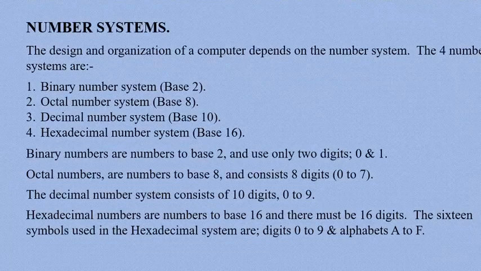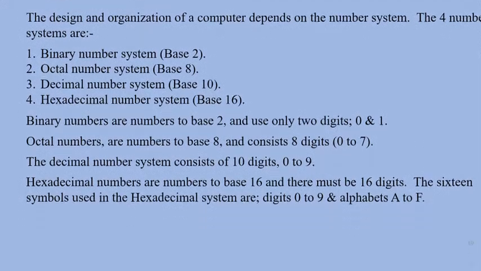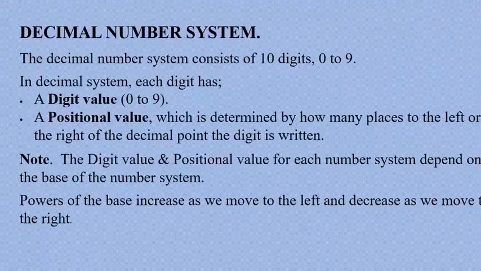Then we can go ahead now and go to a very interesting part of this topic, that is number systems. The design and organization of a computer depends on the number system. The 4 number systems are: we have binary number system, we have octal number system, we also have decimal number system, and lastly we have hexadecimal number system. Therefore, we shall go one by one, and then we shall understand what we mean. Let's start with the decimal number system.